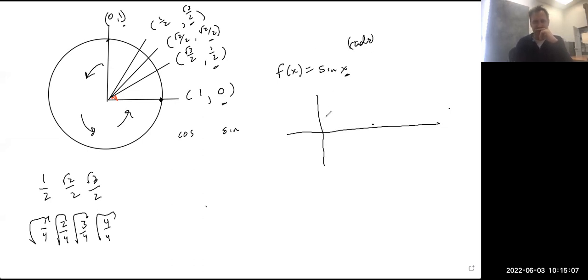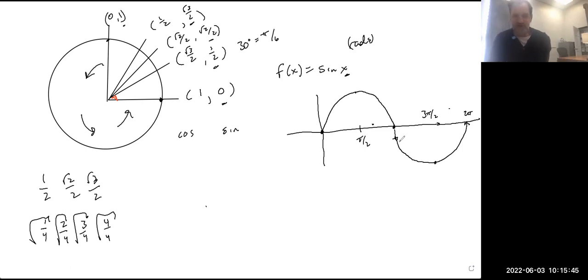So sine of 0 is 0. And it goes up from there. So 30 degrees equals pi/6. So we're going up. We hit our peak at pi halves. And we come back down to 0 at pi. And then we flip it over to the negative side. And we're at 3 pi halves. And we're at 2 pi here. So this is a full period for sine x.